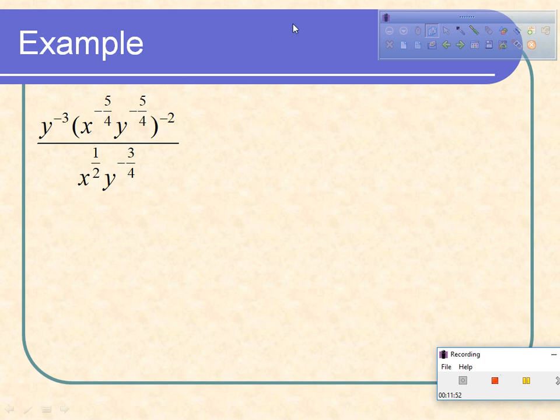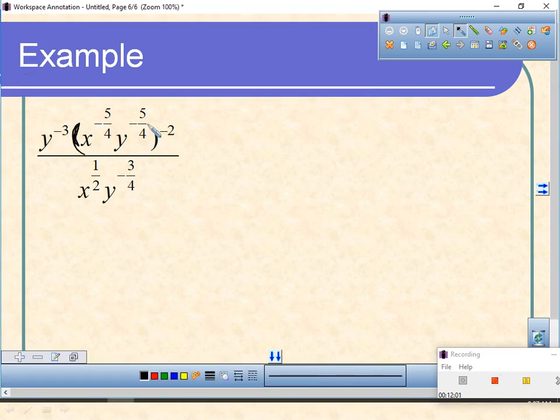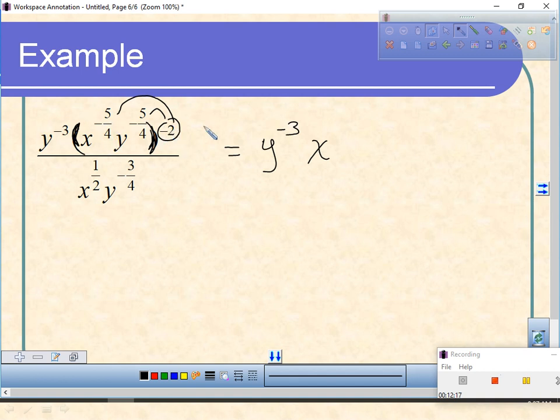So for this problem, notice, guys, that the parentheses is not around the whole thing. The parentheses is only around these 2 things right here. So I'm not going to distribute this -2 to everything. I'm only going to distribute it to these 2 things right here. So that means that y to the -3rd gets left alone. But this x right here, I'm going to multiply a -5/4 times a -2, and that, if your calculator, should give you positive 5 over 2. And then the same thing for y. A -5/4 times a -2, your calculator should give you 5 over 2. And that's the only thing you distribute, because in the bottom there's no parentheses, so you leave that alone.